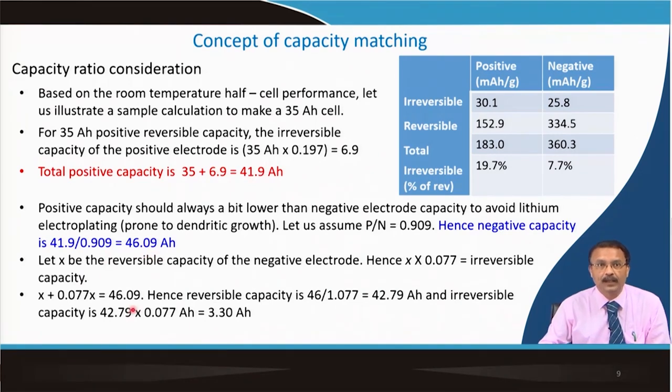So, this is coming. Now, you know what the irreversible capacity is. Taking that into account, you will have to do this calculation to get the irreversible capacity, and the total capacity is the reversible capacity plus the irreversible capacity. If you solve this, you will get about 42.79 ampere hour. Sorry, that is the total capacity, and out of that the irreversible capacity is only 3.30 ampere hour. So, now you have taken into consideration the reversible capacity, which is the same for both electrodes, based on your half cell data, where you estimated the irreversible and reversible parts of the capacity in half cell configuration.